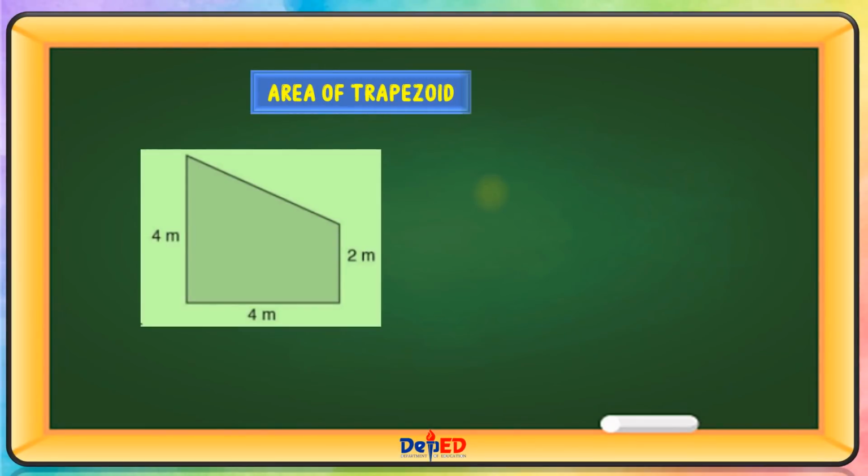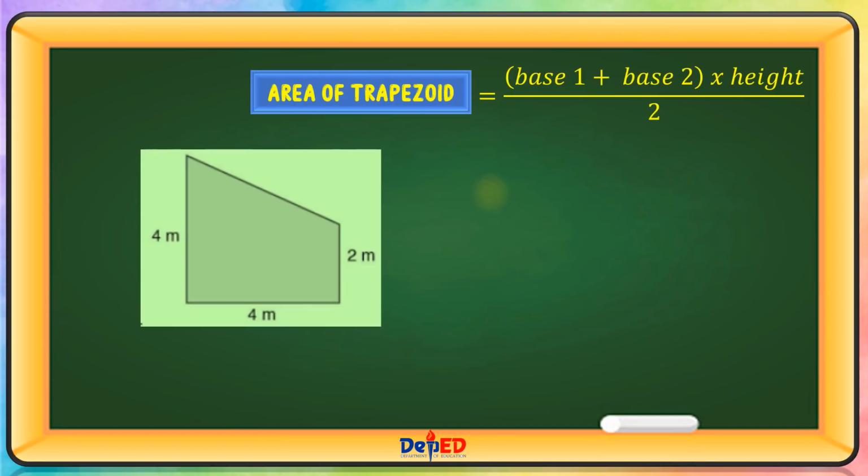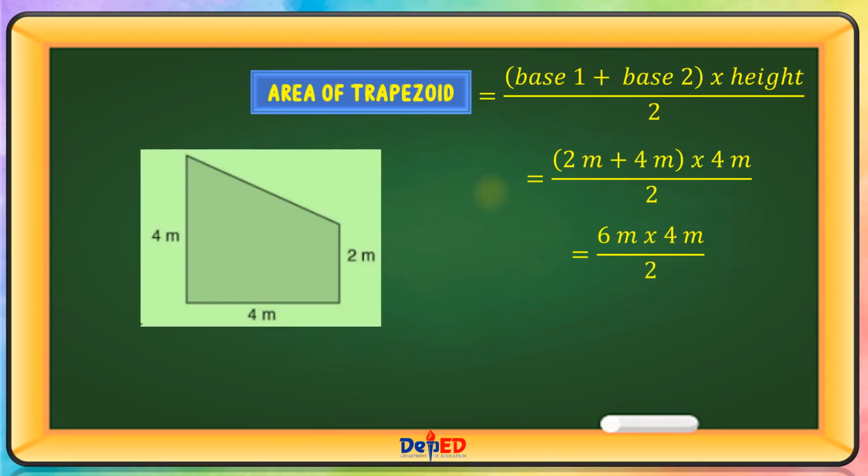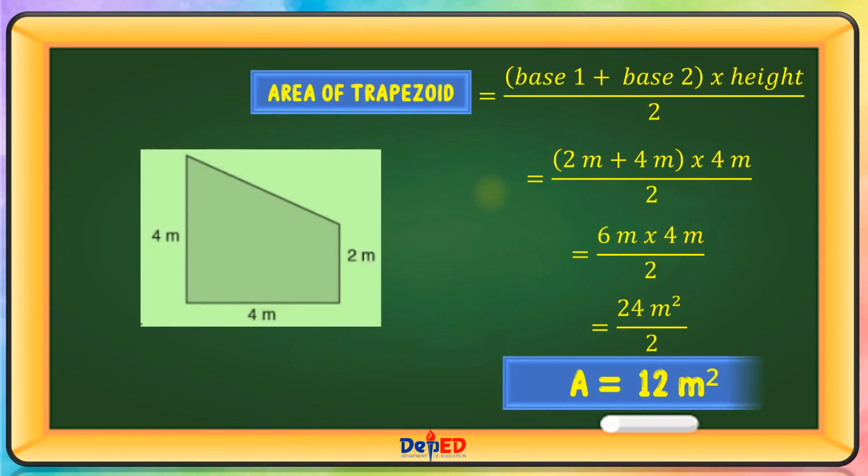Area of trapezoid na may formula na base 1 plus base 2 times height divided by 2. Ang ating bases ay 2 meters at 4 meters times the height of 4 meters divided by 2. 2 plus 4 equals 6 meters times 4 meters divided by 2 equals 24 meters squared divided by 2 equals 12 square meters.